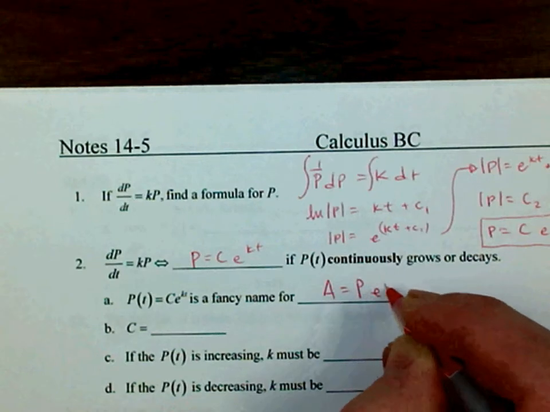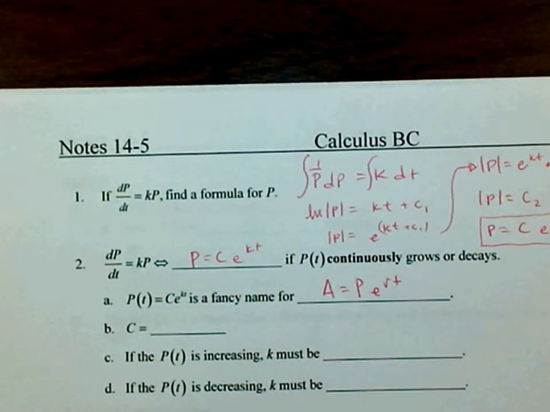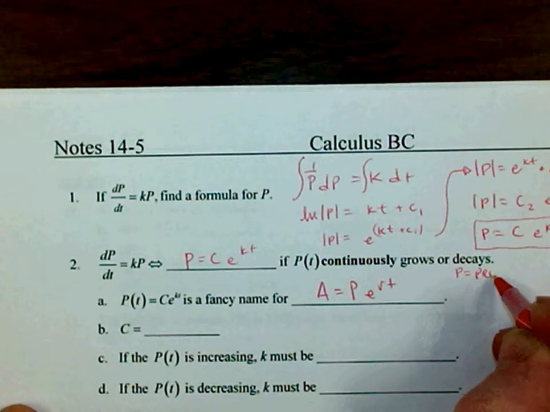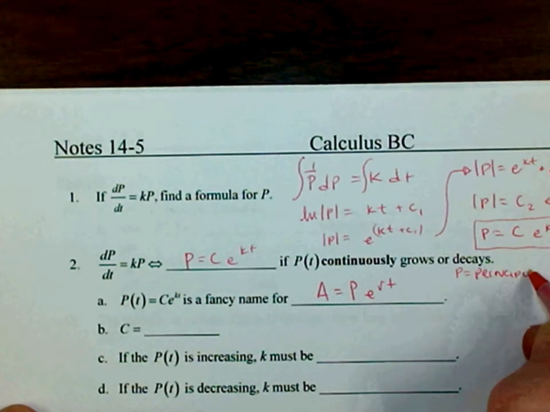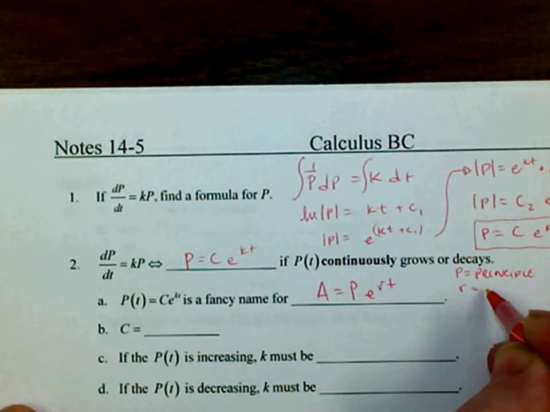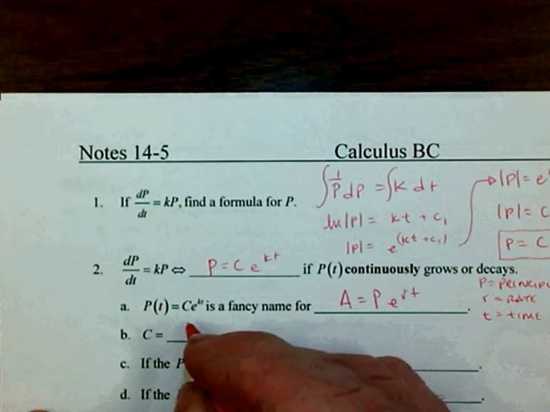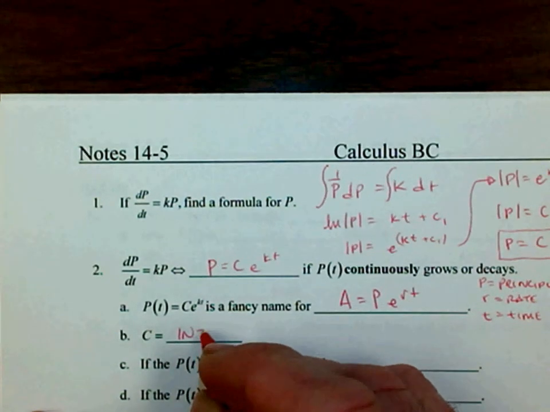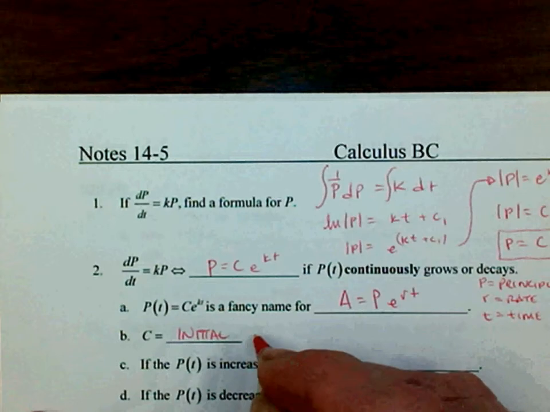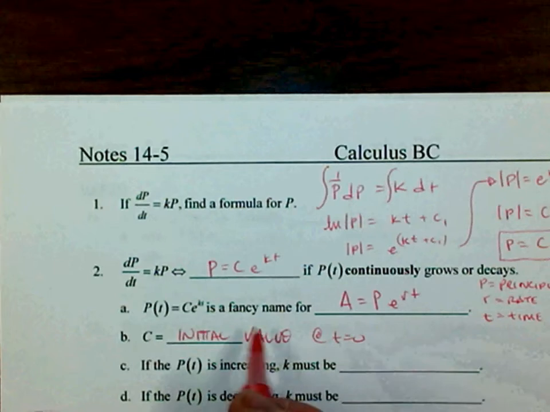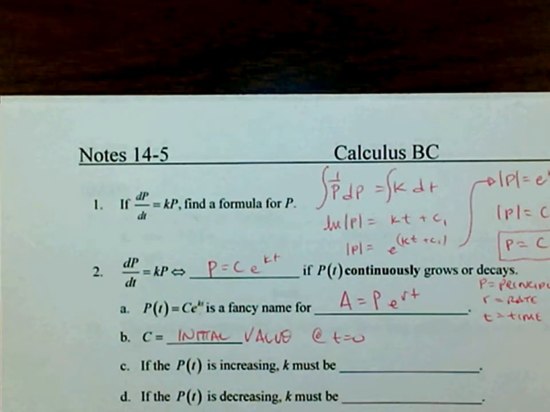or the calculus way, of writing that formula we had in Pre-Calc and Algebra 2, where we remember that P was the principal, r is the rate, and t is whatever unit of time. C we know is our initial value. Whenever t equals 0, it's going to give us that initial value.